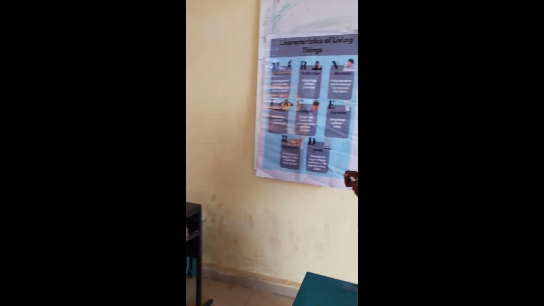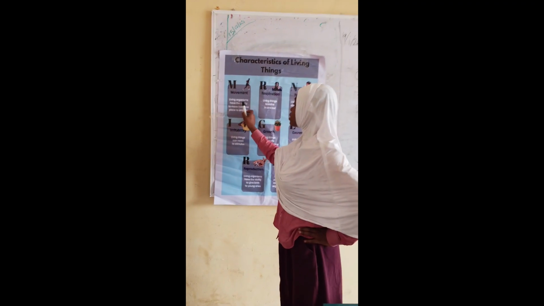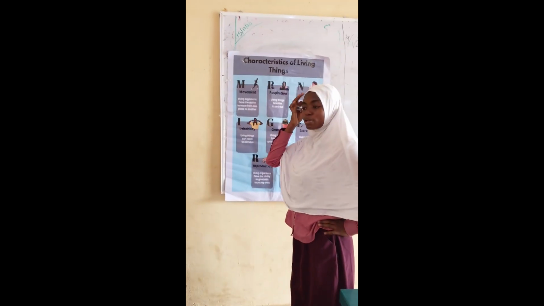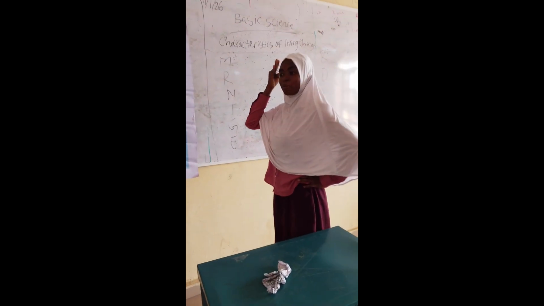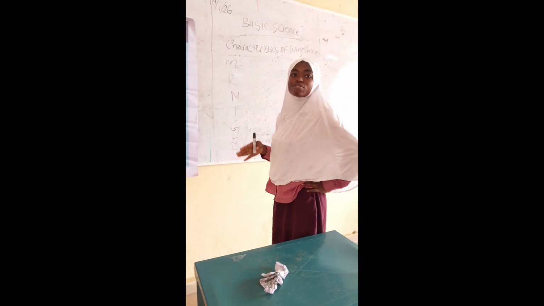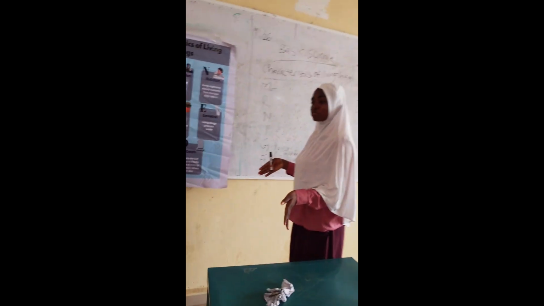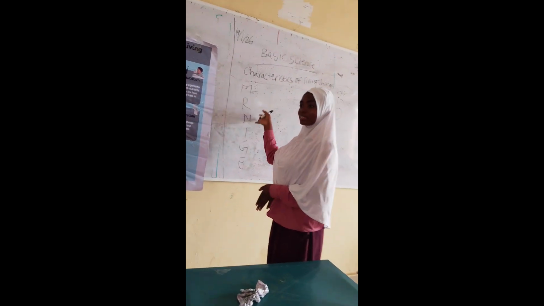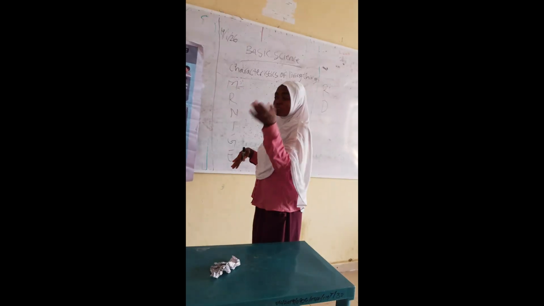What is that? Movement. So, living organisms have the ability to move from one place to another. Even trees, plants are also living things. They don't move from one place to another, but actually the branches can move. The branches move from one place to another.